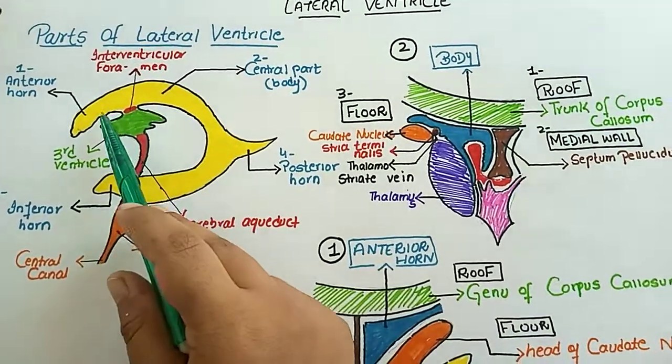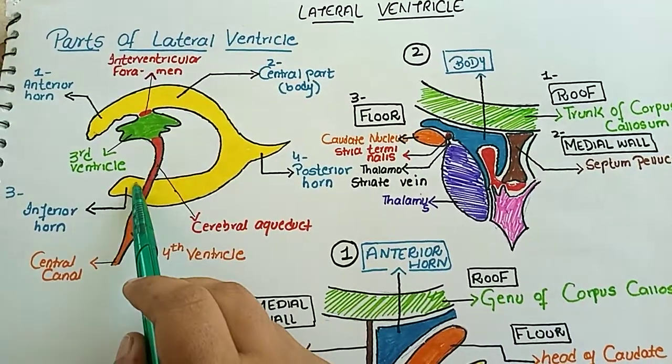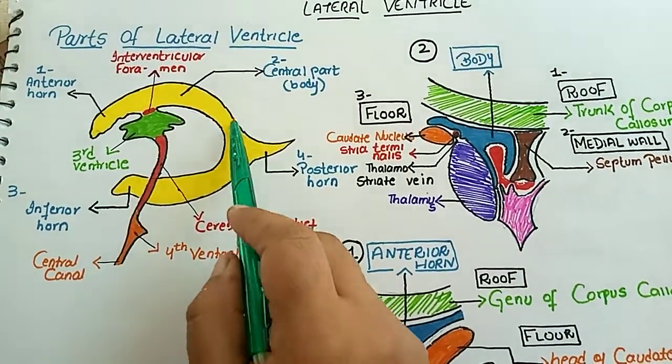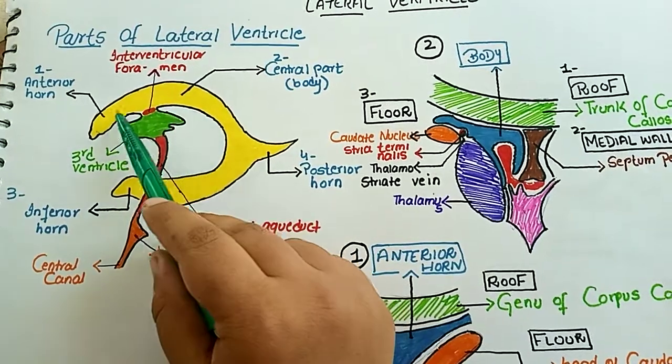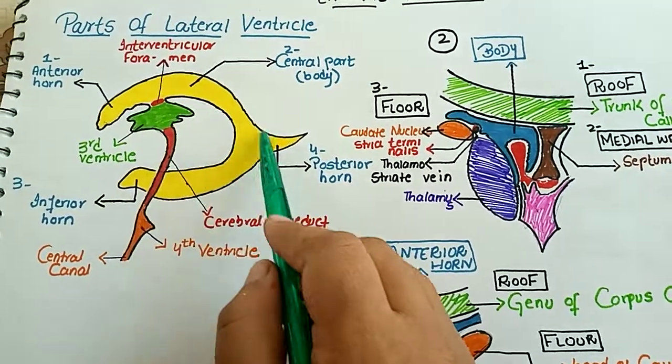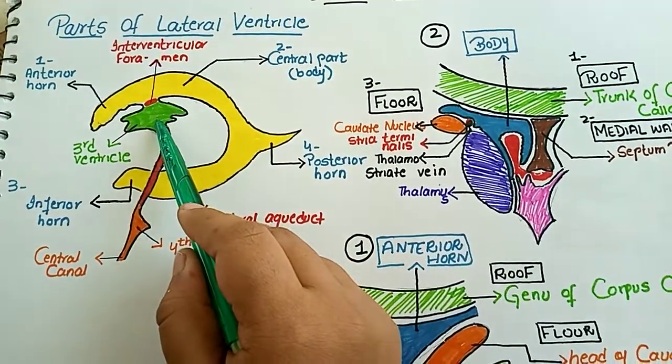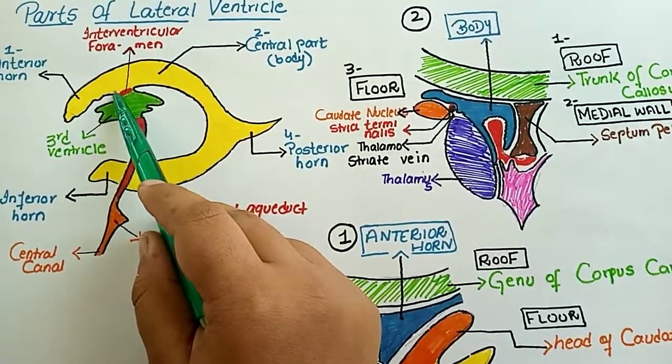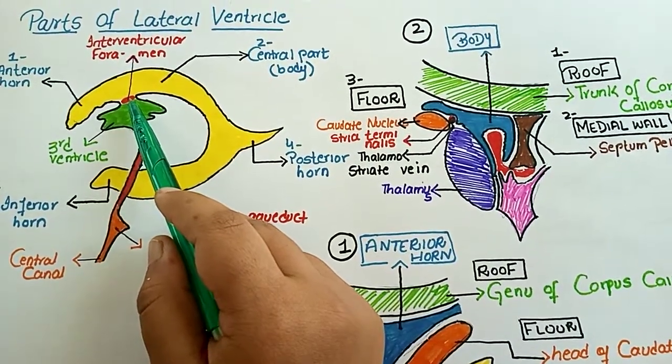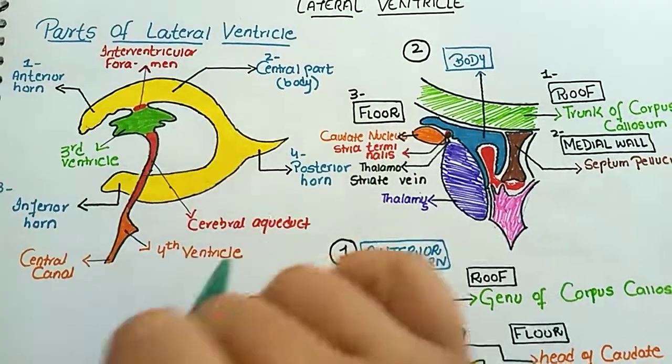So here is the structure of the lateral ventricle. The lateral ventricle is basically a C-shaped cavity filled with cerebrospinal fluid, and it is connected with the third ventricle through the interventricular foramen, and it has a total of 4 parts.